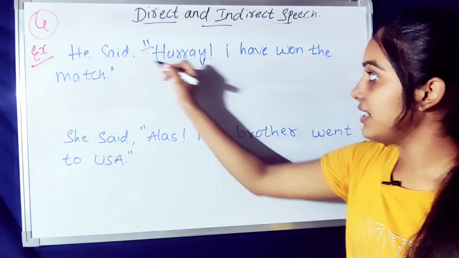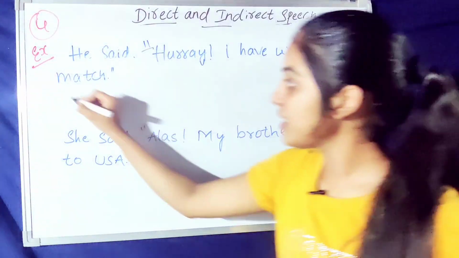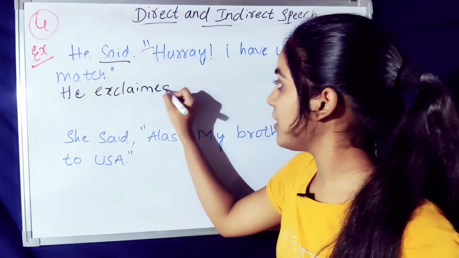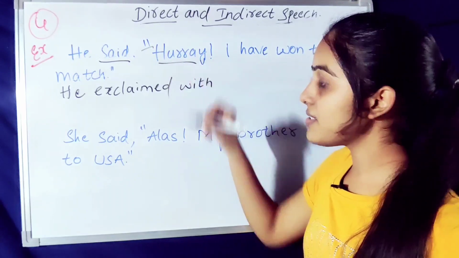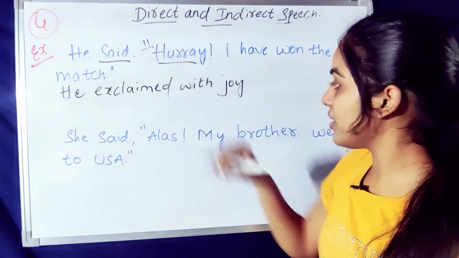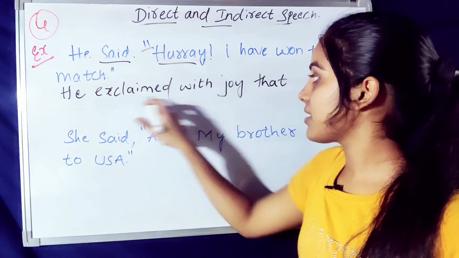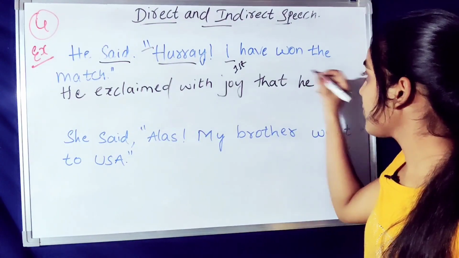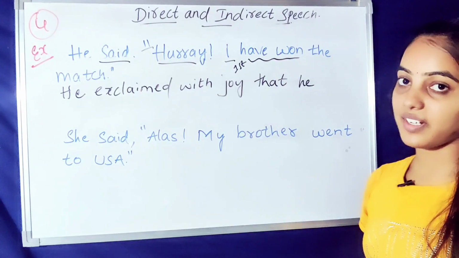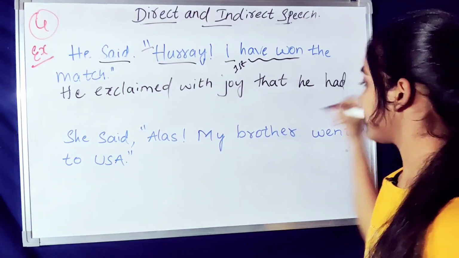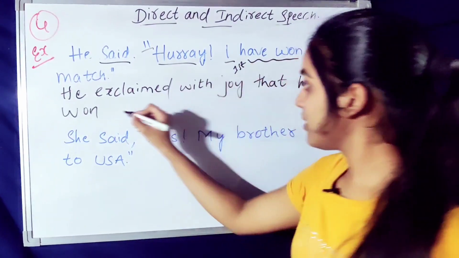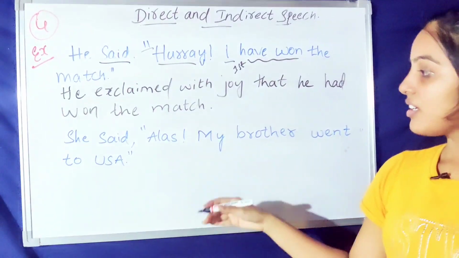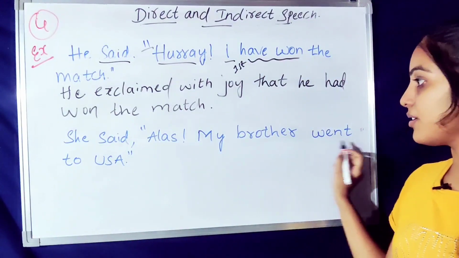Now look at this. He said, hooray, I have won the match. Now tell me, he said is replaced with exclaimed. Exclaimed with joy, as hooray tells about joy. To remove inverted commas we should use that. He exclaimed with joy that I, first person, refers to he. He have won is in present perfect. Change it to past perfect. Had won the match.